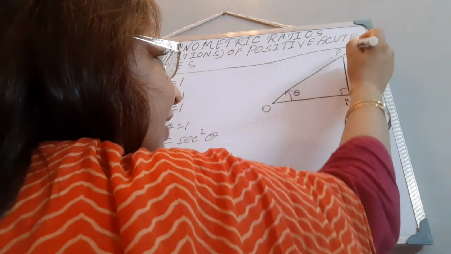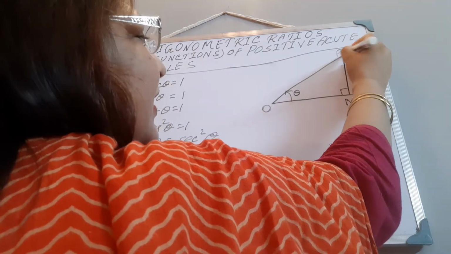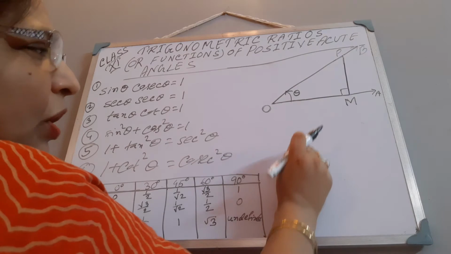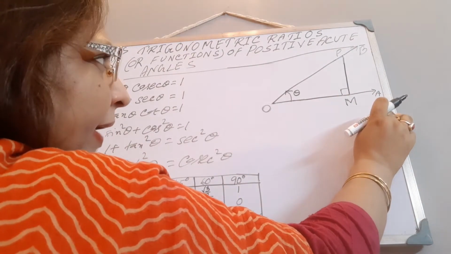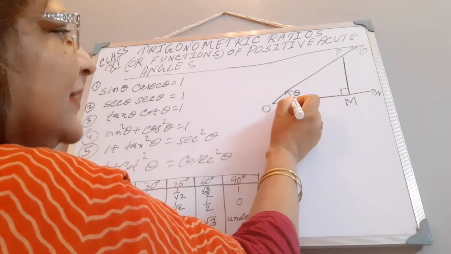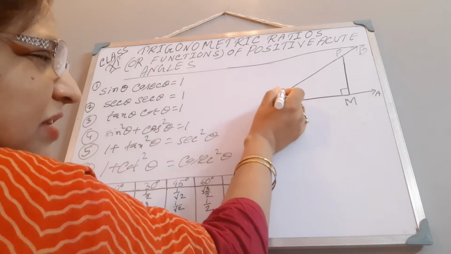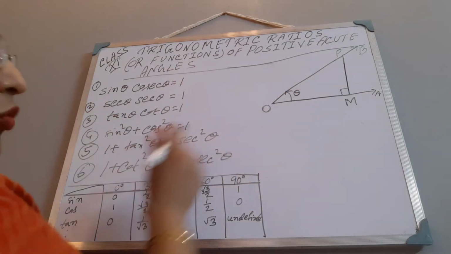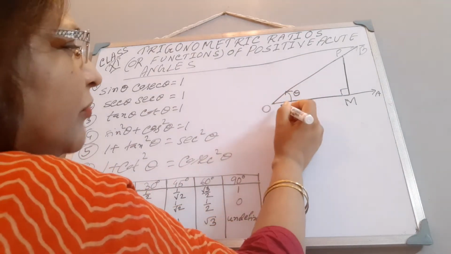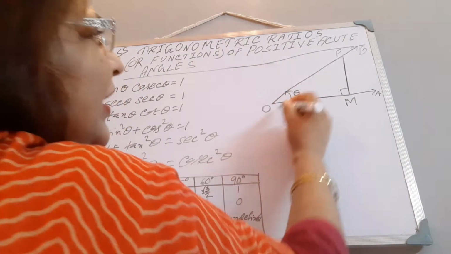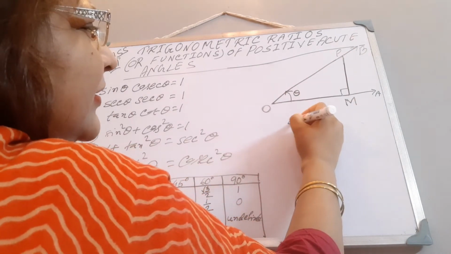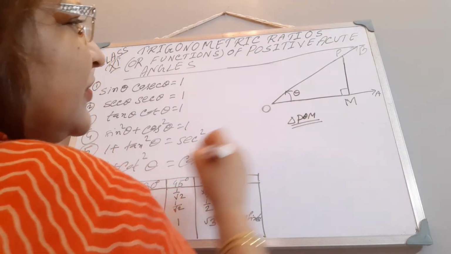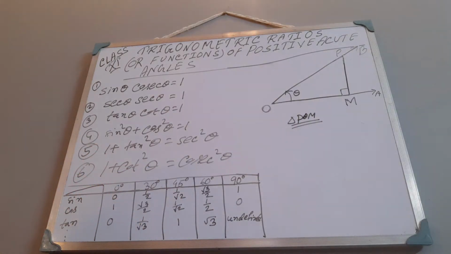On the line OB, P is a point taken, and from the point P a perpendicular PM is drawn on the initial line OA. With an anti-clockwise movement, the angle traced out is theta. This is angle theta. Now we get a right angle triangle, triangle POM.